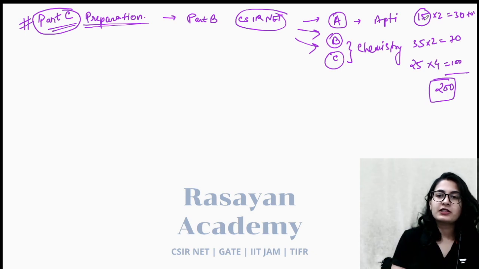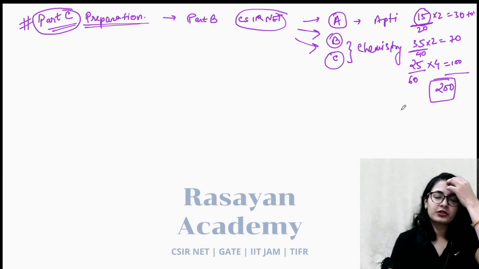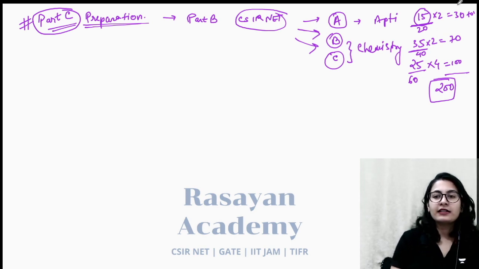Definitely there are options. In section A, you have to attempt 15 questions out of 20. In section B, you have to attempt 35 out of 40. In section C, you have to attempt 25 out of 60 questions. So definitely there are options in all of these sections, but the number of questions you attempt is only this much. So you are given your marks out of 200.